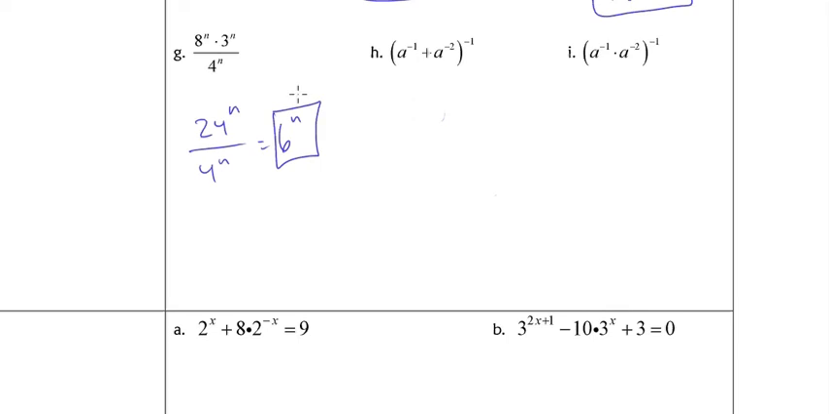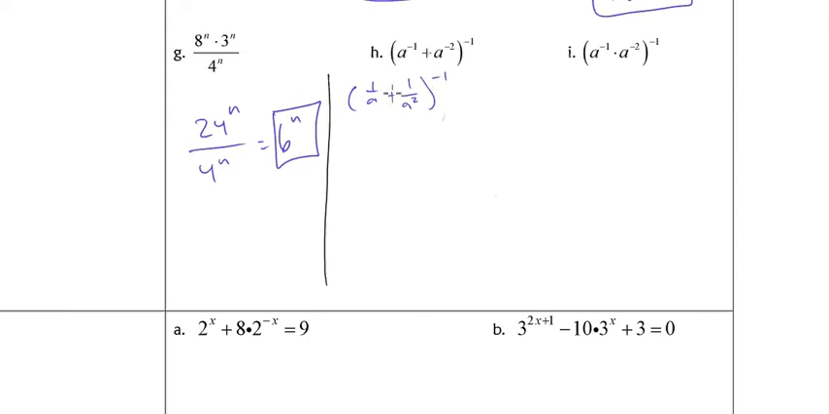All right, h is pretty tricky. Let's slow things down a little bit here. One way to think about it would be to just work right through your order of operations, meaning you've got parentheses. Let's do the stuff in parentheses first. So that gives us 1 over a plus 1 over a squared, all to the negative 1 power.